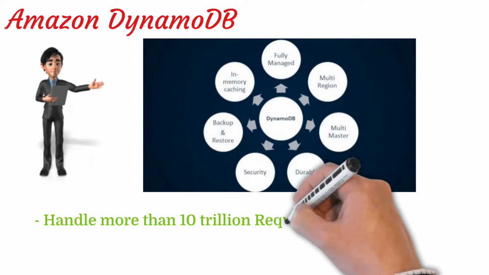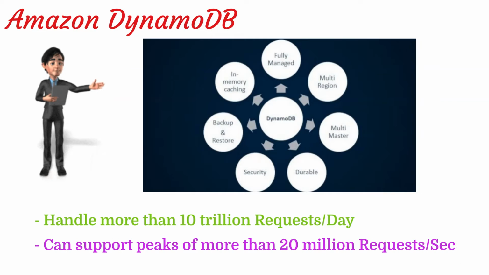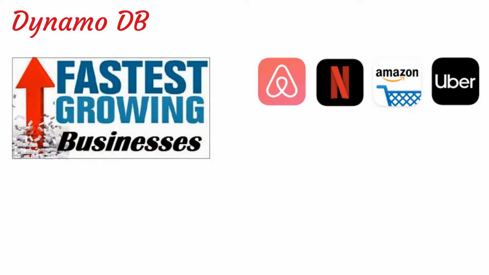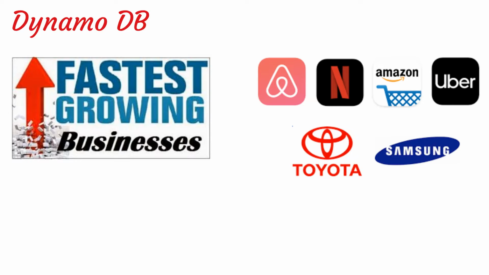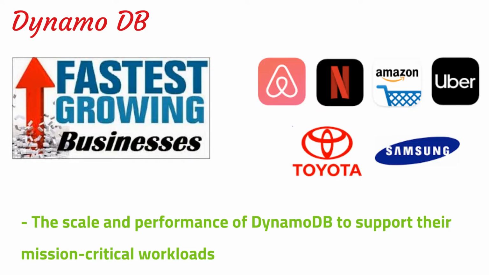DynamoDB can handle more than 10 trillion requests per day and can support peaks of more than 20 million requests per second. Many of the world's fastest-growing businesses such as Lyst, Airbnb, and Redfin, as well as enterprises such as Samsung, Toyota, and Capital One, depend on the scale and performance of DynamoDB to support their mission-critical workloads.